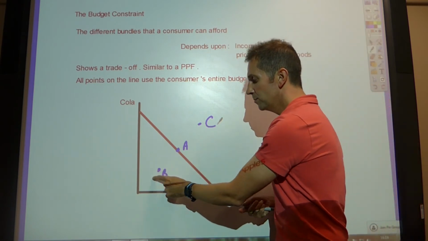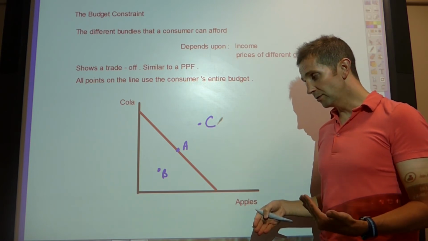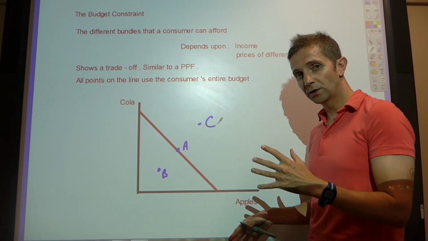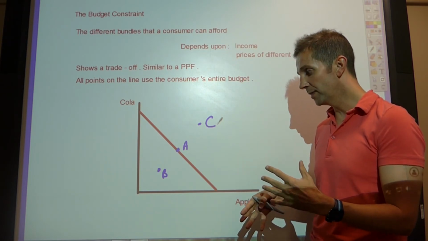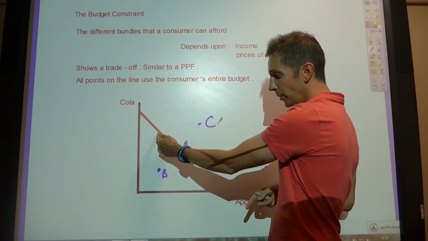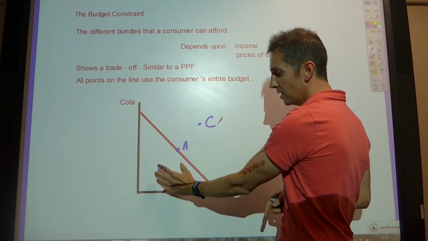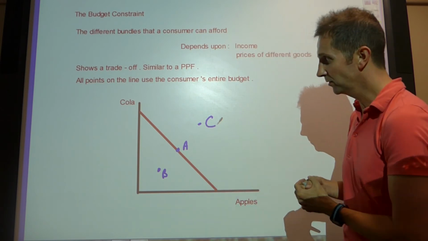If they were at point B, then if they really wanted to, they could consume more of one good or perhaps more of both goods, dependent upon their choices. They might decide to go straight up, so they consume the same level of apples but more cola, or they might decide to move from B to A, whereby they'd be increasing their consumption of both goods.